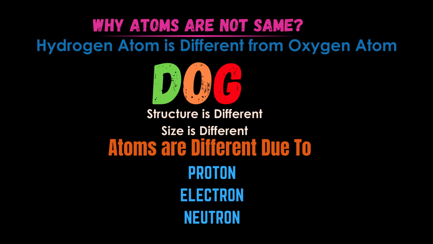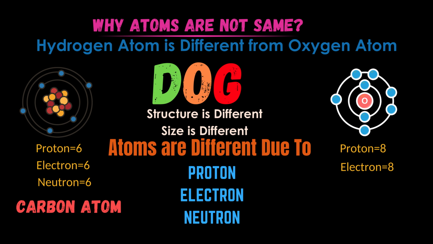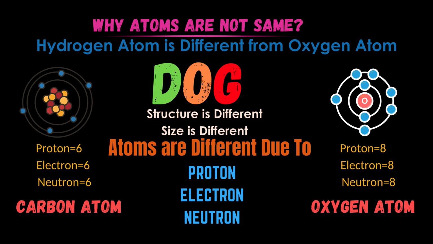For example, when 6 protons, 6 electrons and 6 neutrons combine together, they form a carbon atom. Secondly, when 8 protons, 8 electrons and 8 neutrons combine together, they form an oxygen atom. Where do we find 6 protons, electrons and neutrons? Yes, it is a carbon atom. And 8 protons, electrons and neutrons, it is an oxygen atom. Thus, we can say that atoms are different due to protons, electrons and neutrons.